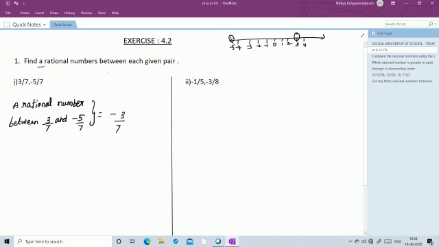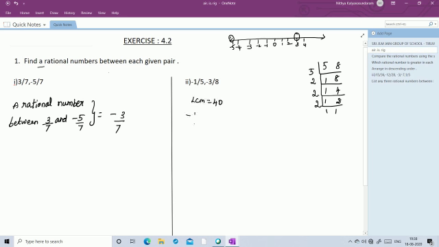Here second question, minus 1 by 5 and minus 3 by 8. Here the denominators are different, which means first take the LCM. The LCM of 5 and 8: 5 table, then 8 table, then 2 table, and so on. So 5 twos are 10, 10 twos are 20, 20 twos are 40. So the LCM answer is 40.